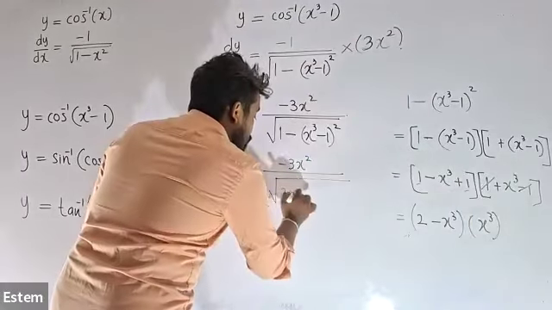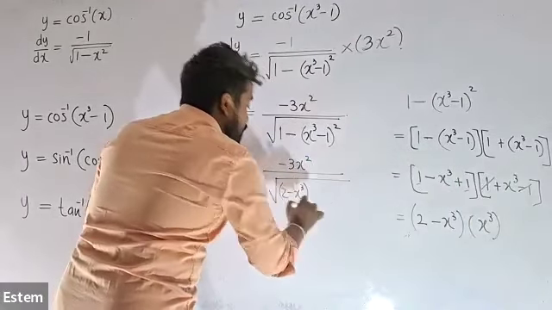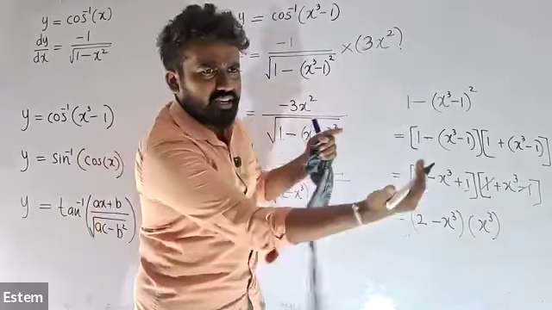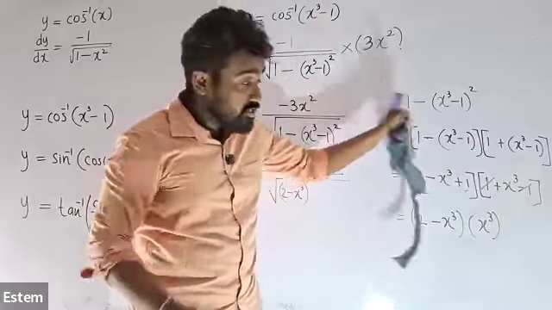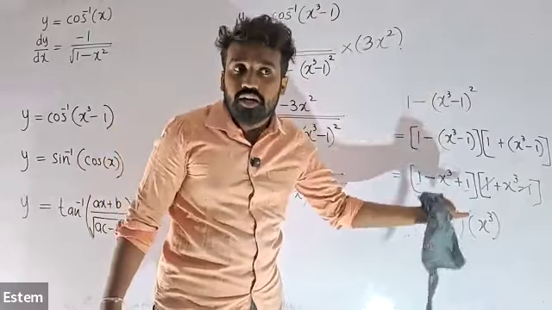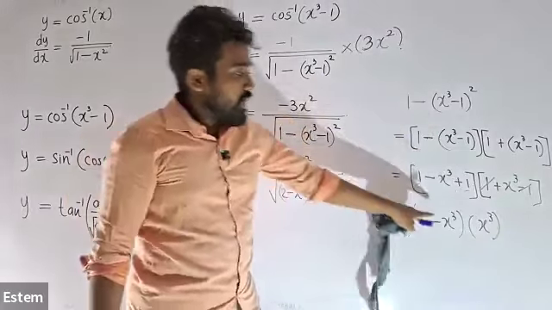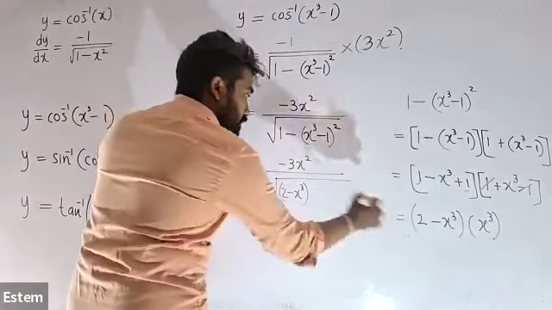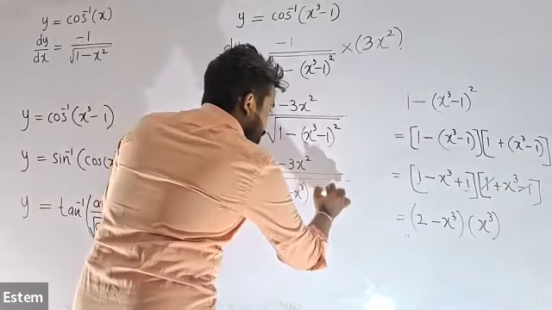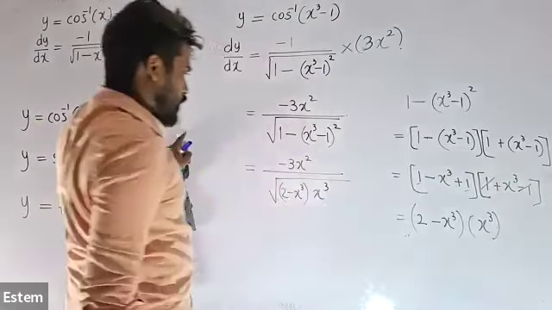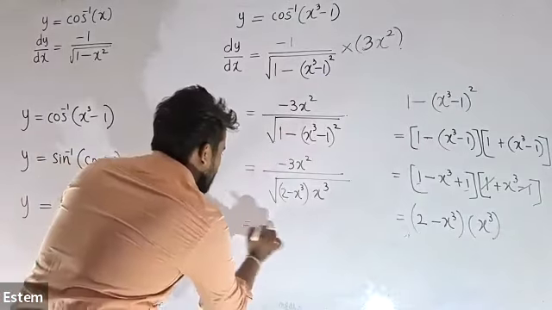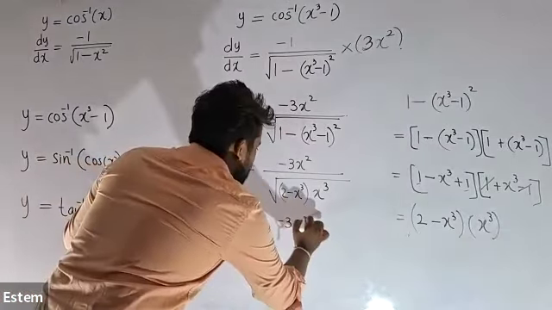In your answer sheet, you should do this simplification on the side, and this should also be included in your answer sheet, and you can replace this with this. Okay, now it is x cube. So can we do something here? We can do a simple simplification here.